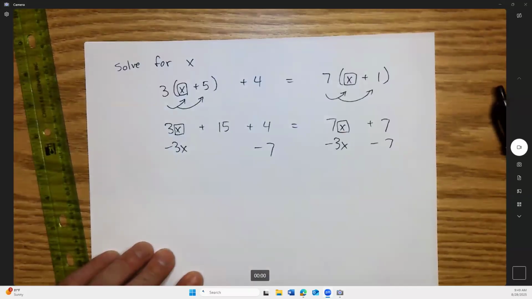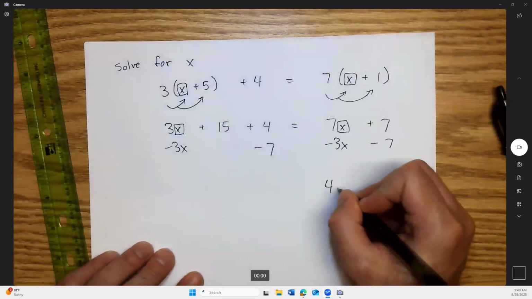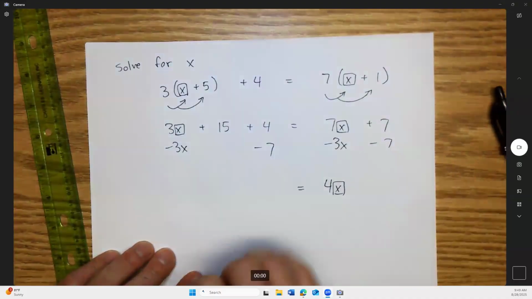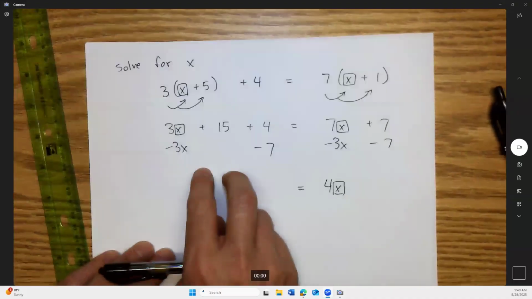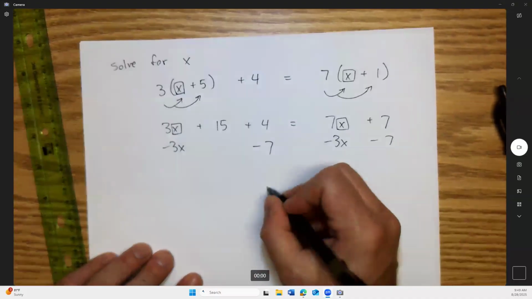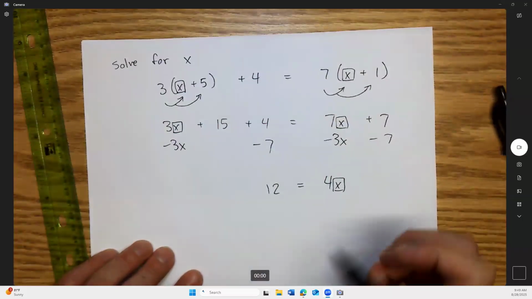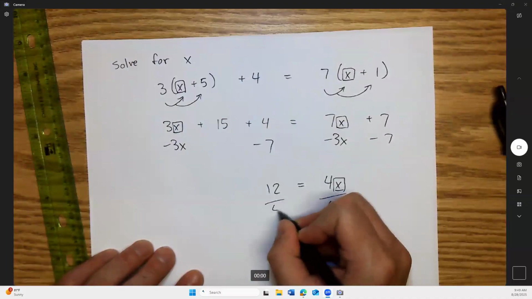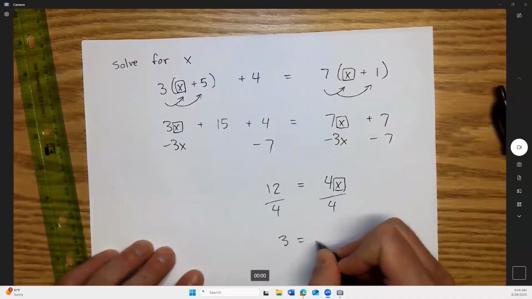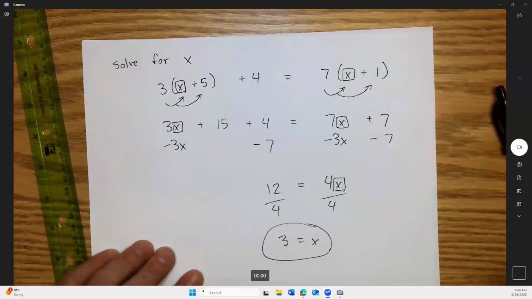Okay. So here I'm gonna put 4x. And over here, guys, what's 15 plus 4? Minus 7. What? And guys, what's the very last step? Yeah, divide by this coefficient 4. Gives me x equals 3. Alright, you guys see that?